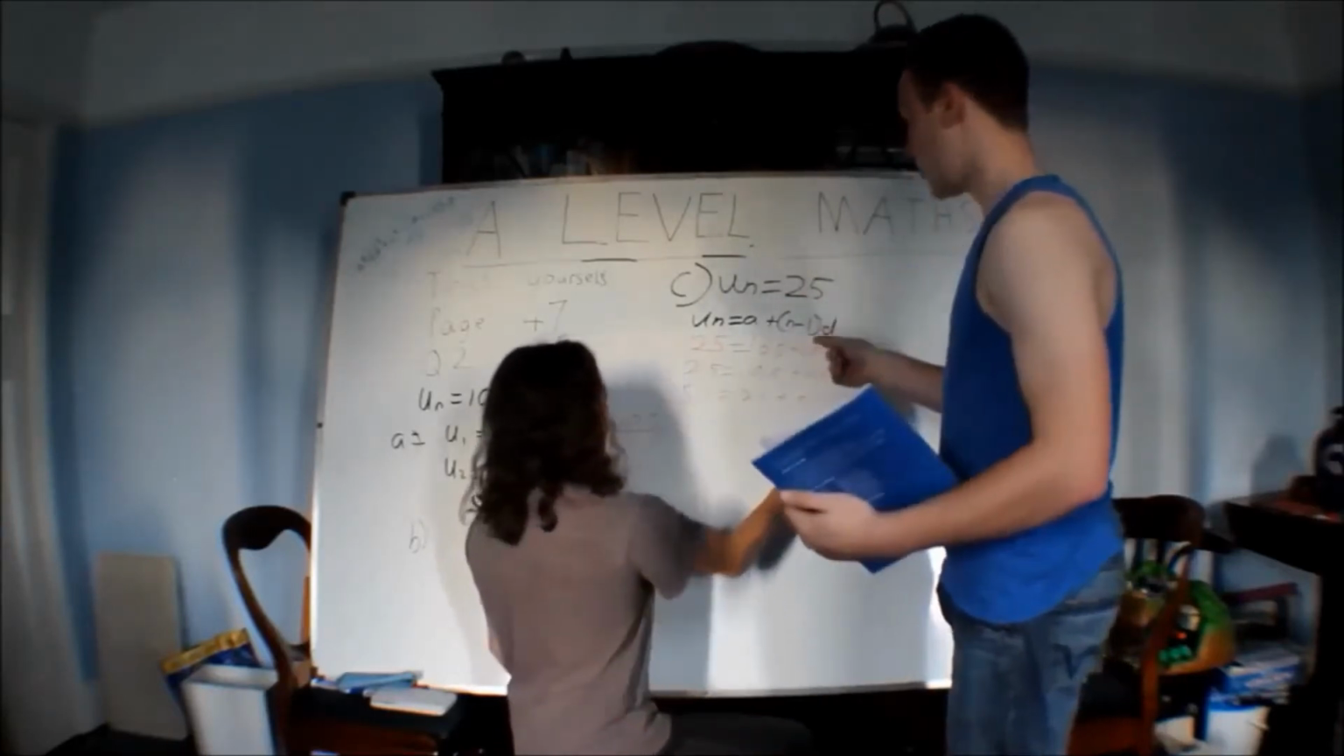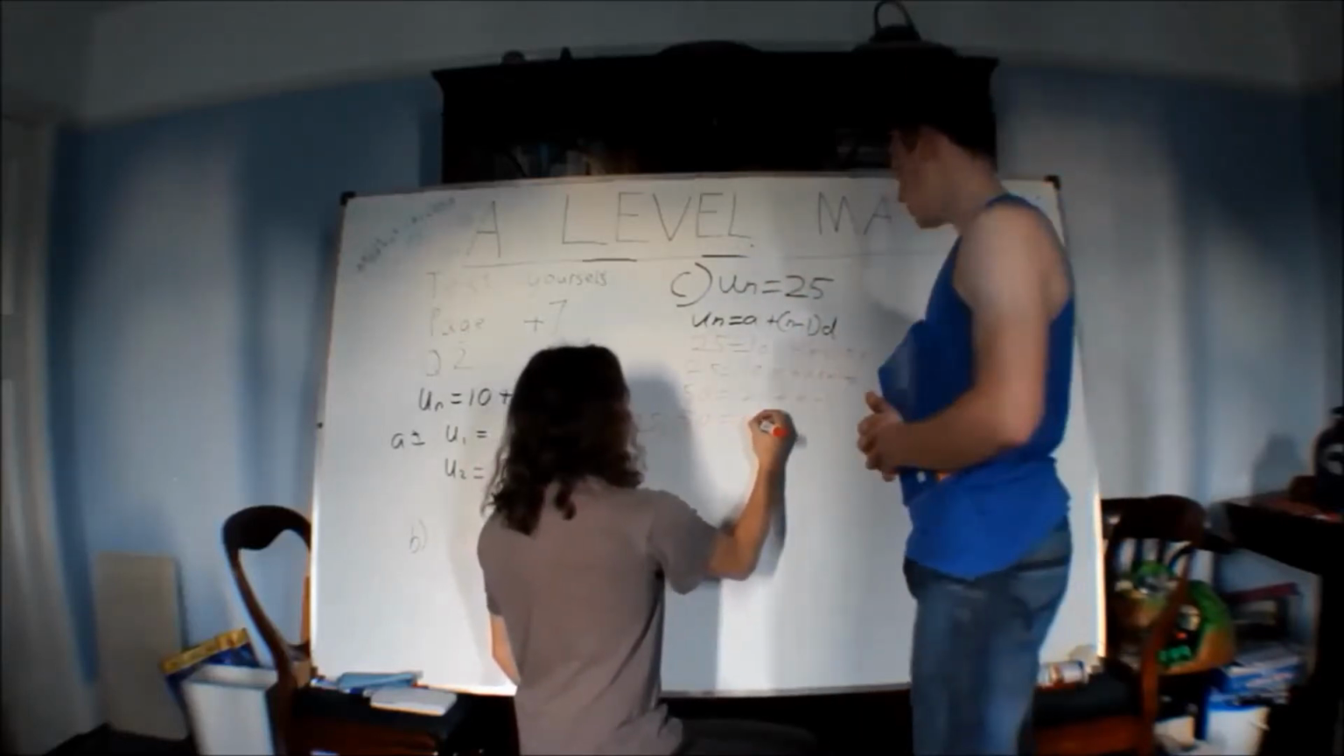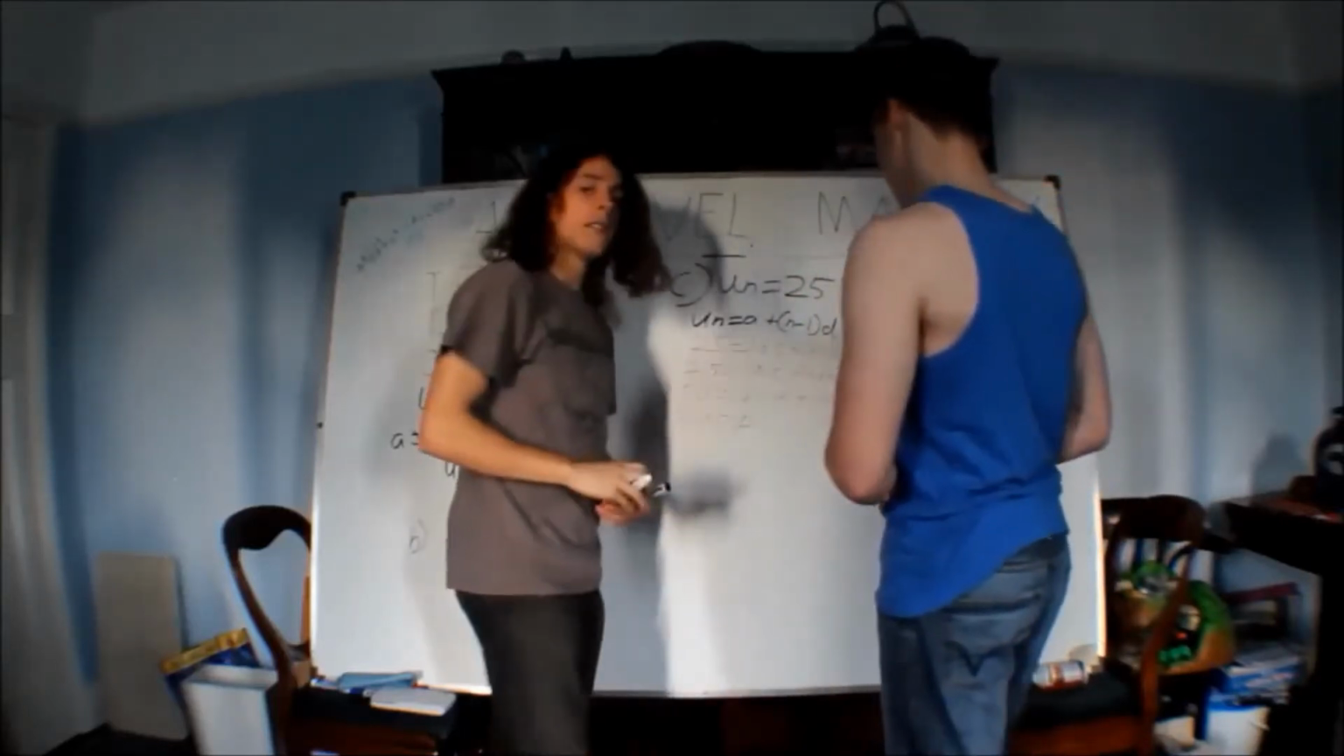Now 21 minus 1 is 20. Take that over the other side. 50 minus 20 is 30, and that is what N equals. And that's what we're trying to find out. So that's that part done.